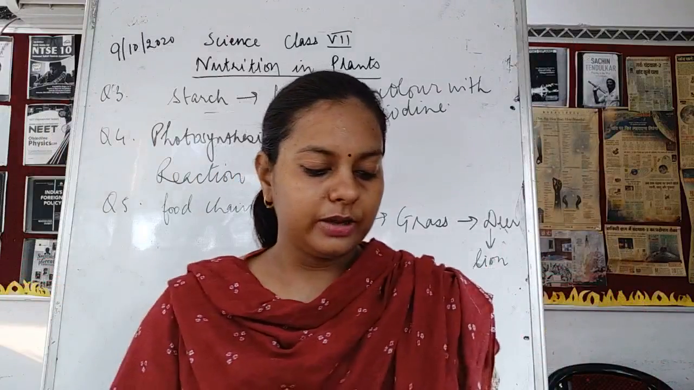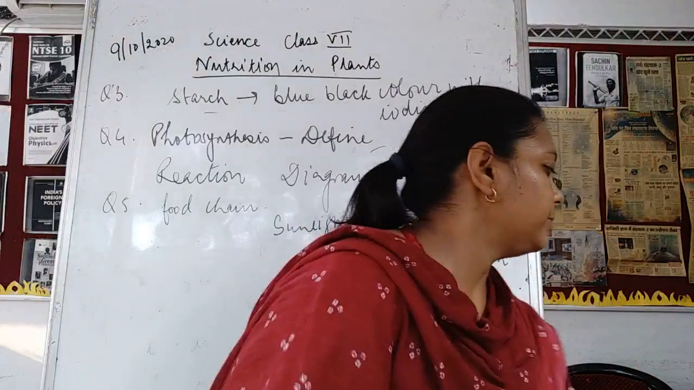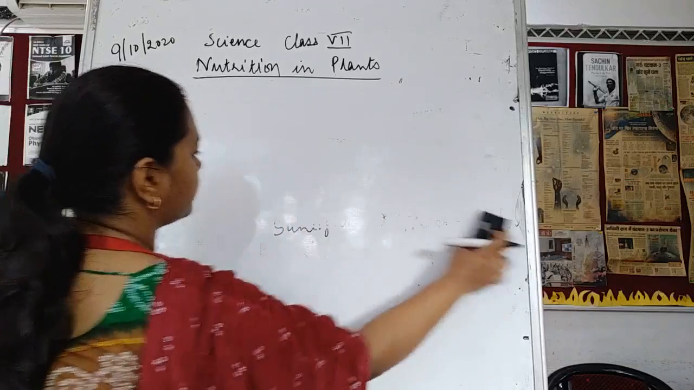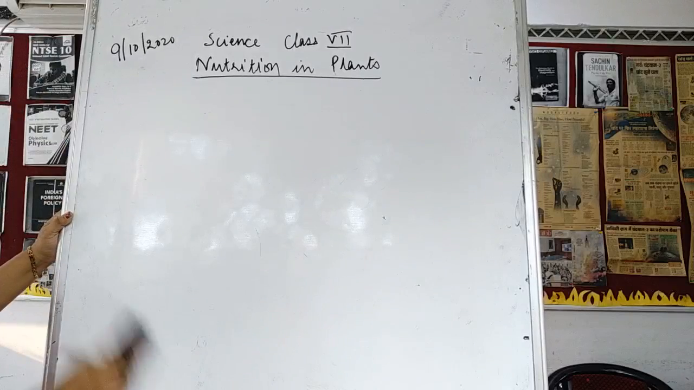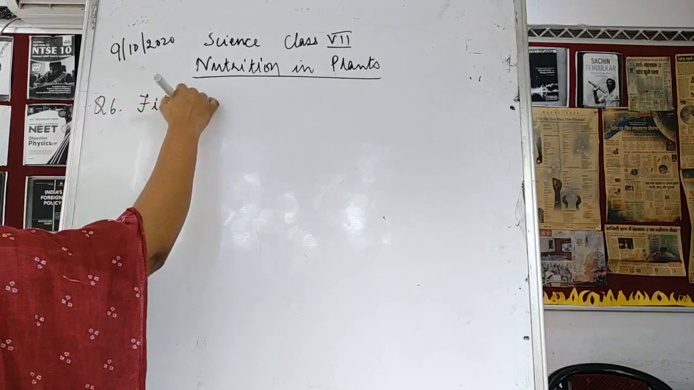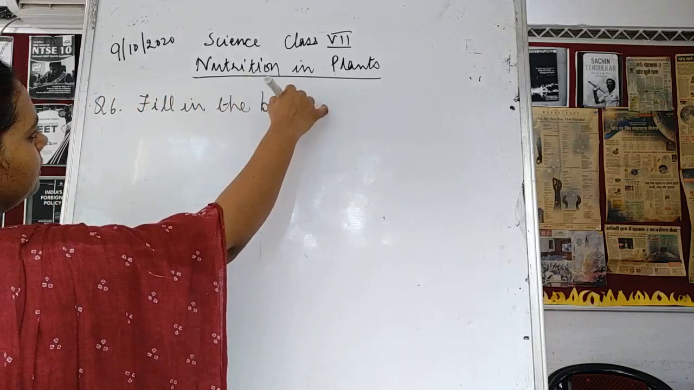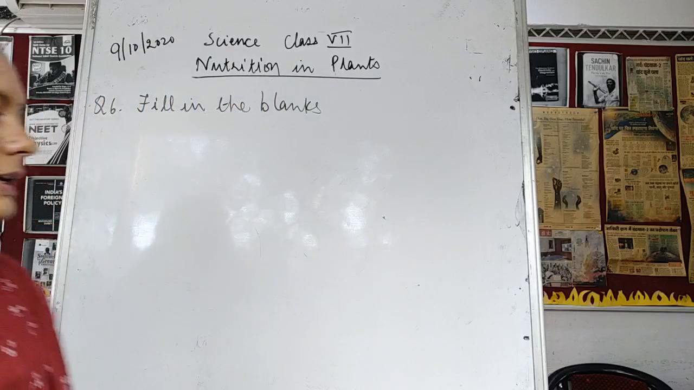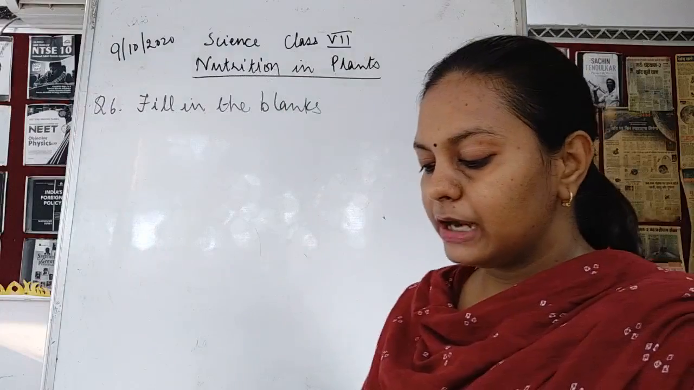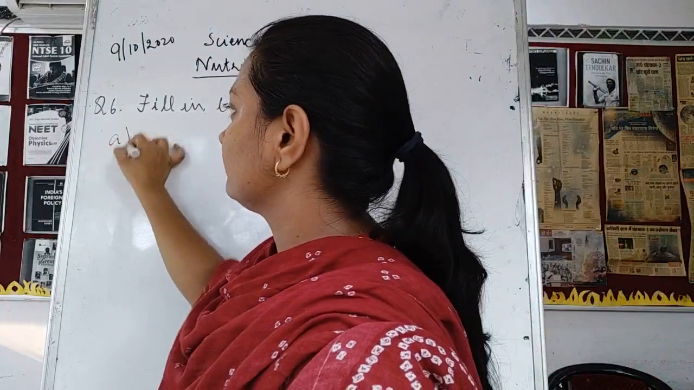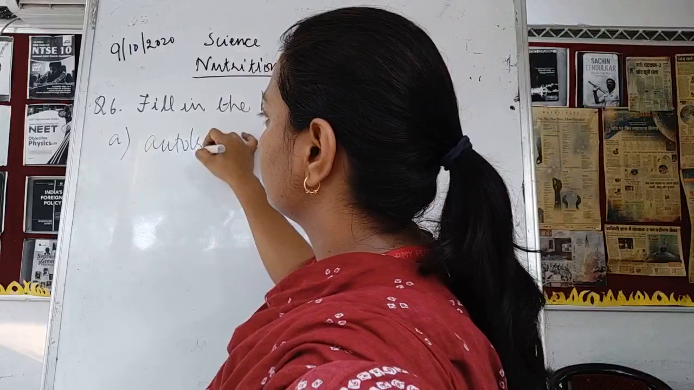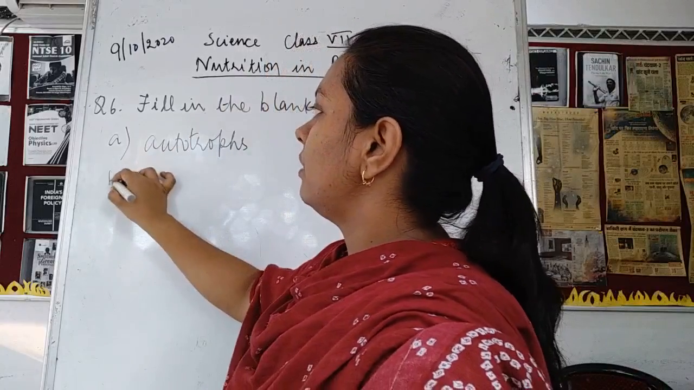The next question, question number 6, is fill in the blanks. I'll just rub it off so that I'll get some space to write. So next is question number 6. It is fill in the blanks. The first question of fill in the blanks is, green plants are also called dash. Since they synthesize their own food, they are also called autotrophs. Okay, they are also called autotrophs.